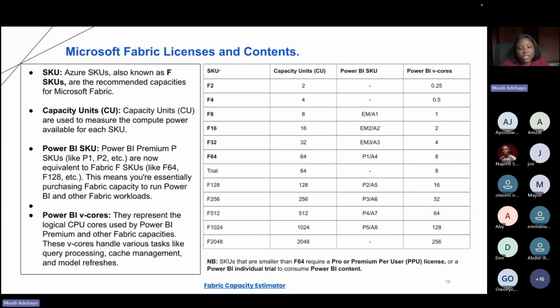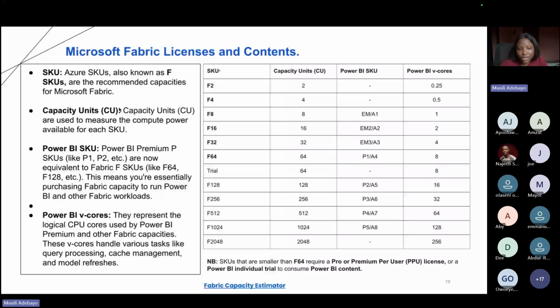So this is something that a lot of people normally debate: okay, I want to use Microsoft Fabric, what licensing should I get? What capacity would I need? So I try to explain what the SKUs are and also what capabilities and Power BI SKU means. So for the capacity unit, SKU is just a different recommended capacity within Microsoft Fabric.